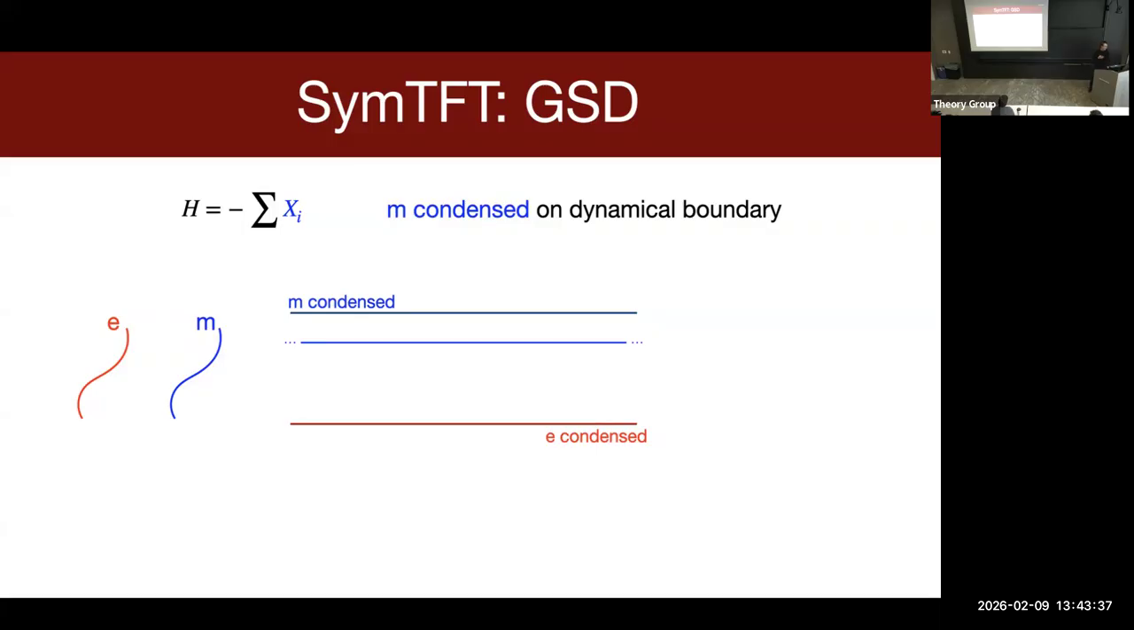And we know that this Hamiltonian has a unique ground state. And in this SymTFT language, we see this because the Z2 toric code has a unique ground state with these specified boundary conditions. Okay, it's a fancy way of saying what we already know.